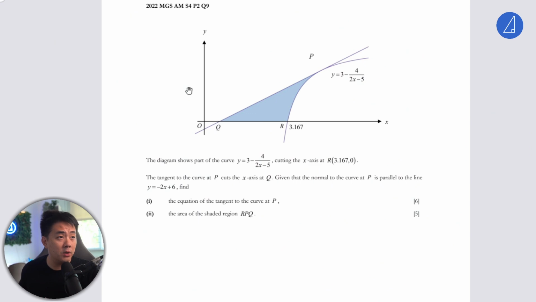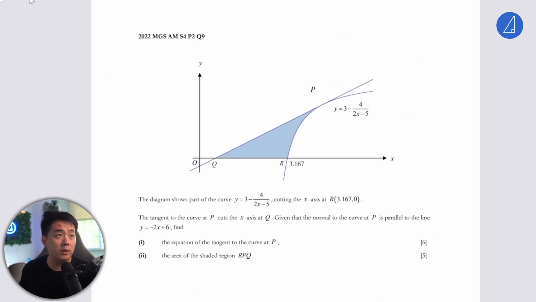Hi, students. Let's look at this question, which is on application of integration, taken from the year 2022 MGS AMF Sec 4 paper 2, question 9. Okay, so let's go into this proficiently.